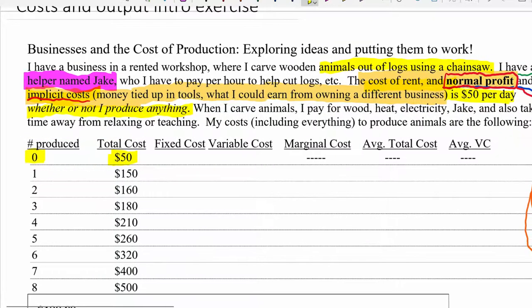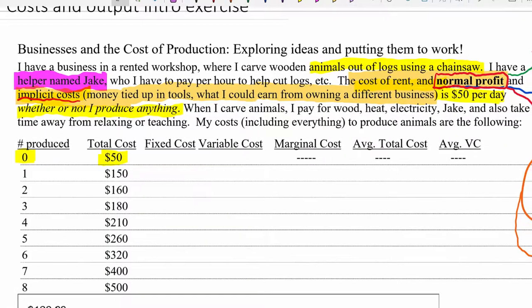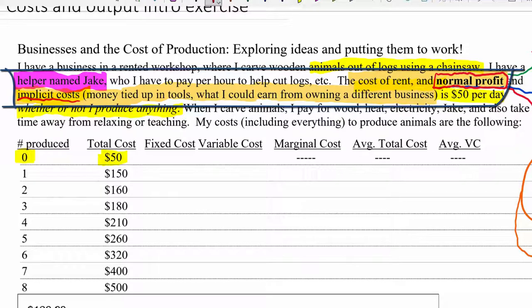And one more time, those total costs, that $50 there, is composed of things like rent, that normal profit, the amount of money I need to be making out of this business, otherwise I want to shut it down. That's part of that $50 there, and other implicit costs might be tied up in there as well.